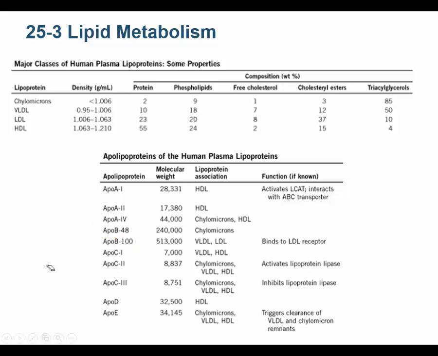I'll only have you memorize one of them. There's two of them that are important here for what I want to talk about, but let's just memorize one of them. ApoB100 is the protein part of the lipoprotein that you find in LDL. In fact, ApoB100 protein binds the LDL receptors. Now that's pretty cool.